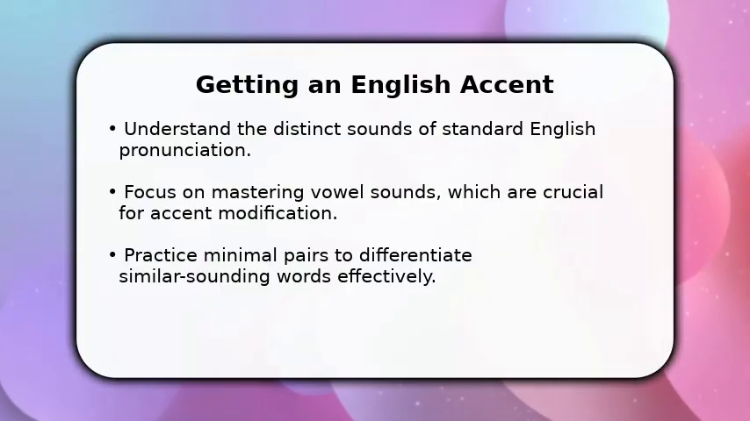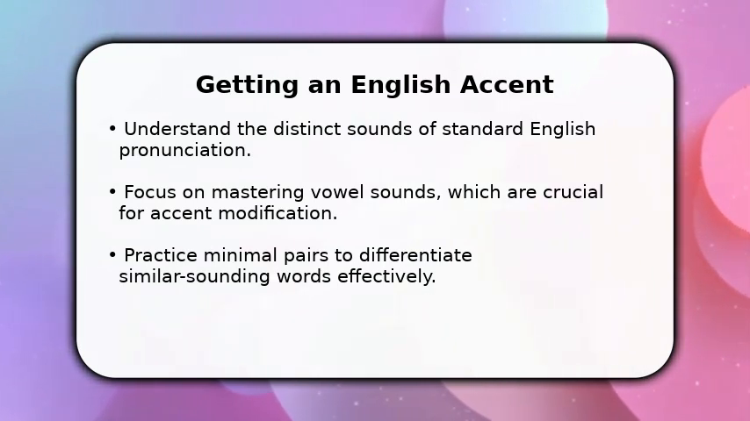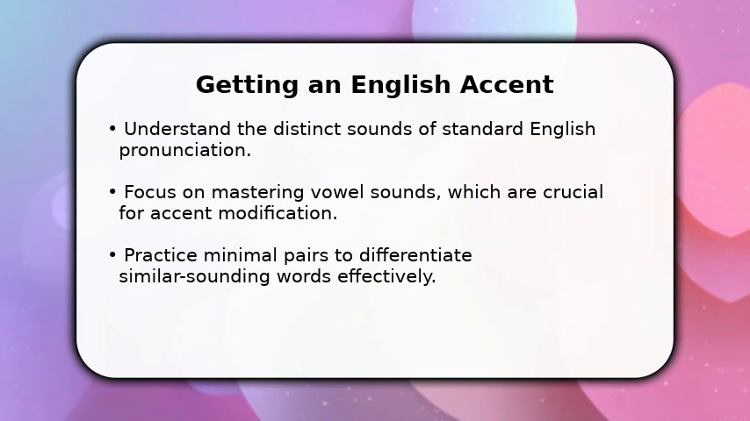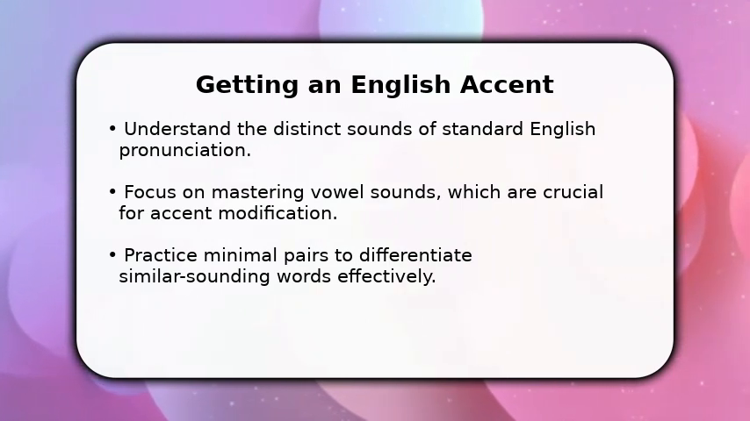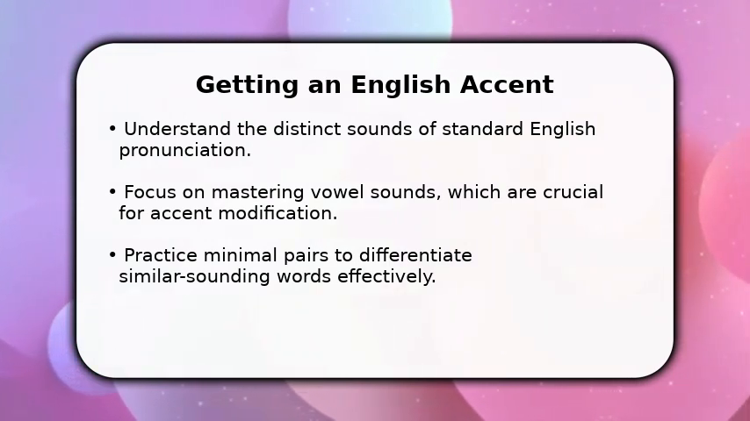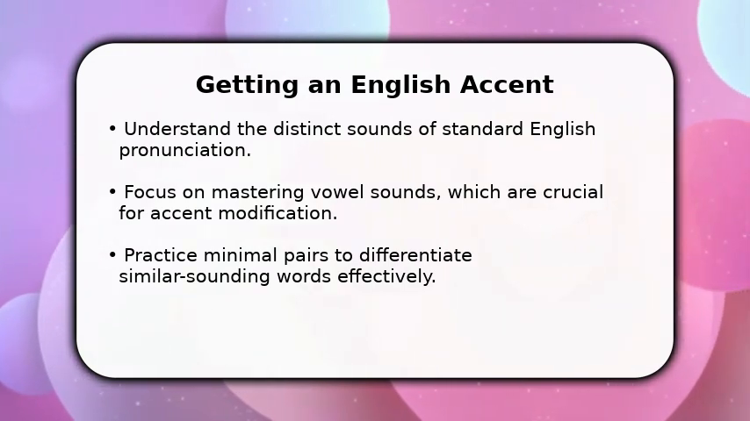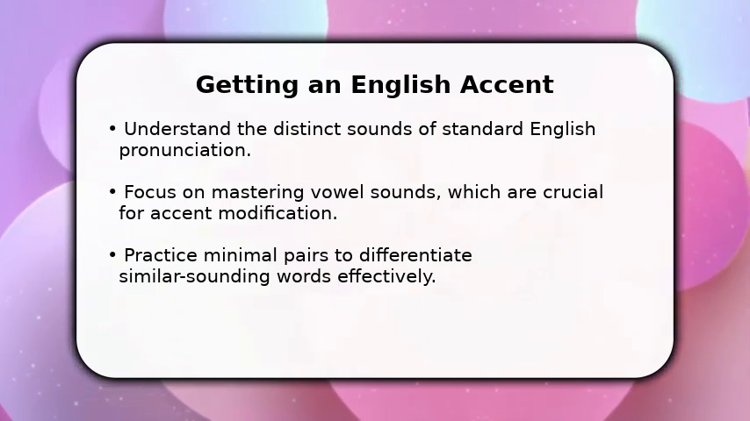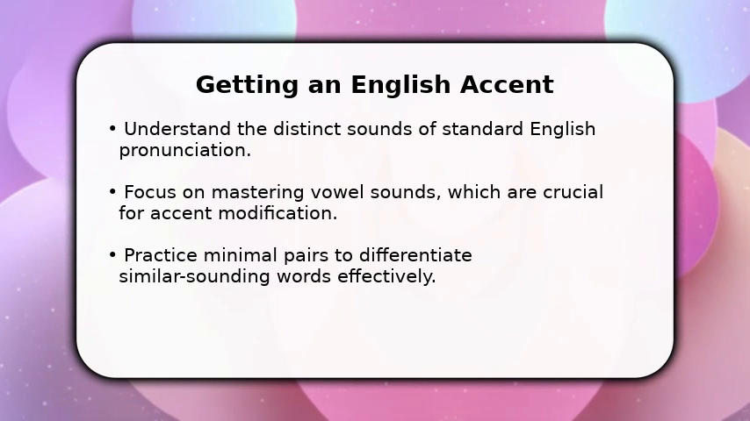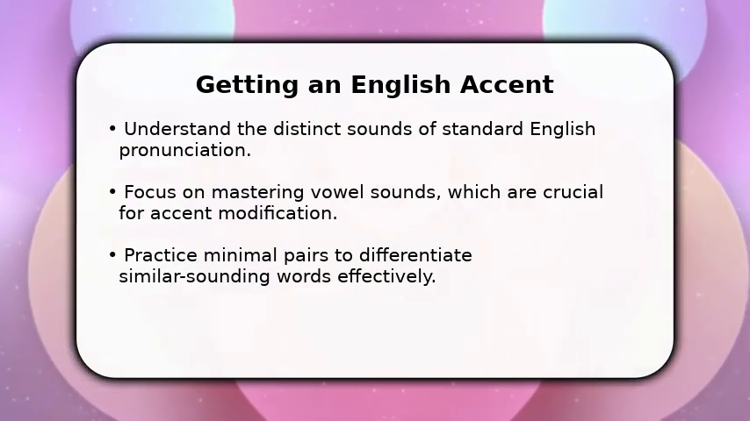In this video, I will explain how to get an English accent. First, it's essential to understand the phonetic differences between Indian English and Standard English. Pay close attention to vowel sounds, as they are often the most noticeable distinctions. Practicing minimal pairs, like ship versus sheep, can significantly improve your ability to distinguish and produce these subtle sound variations. This foundational work sets the stage for more advanced accent refinement.